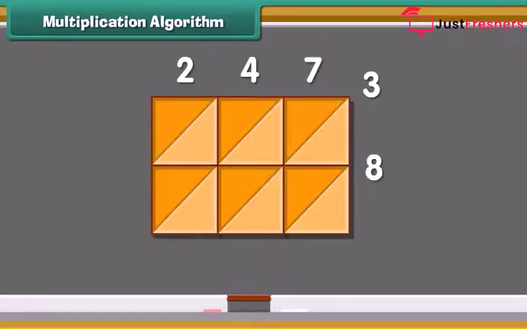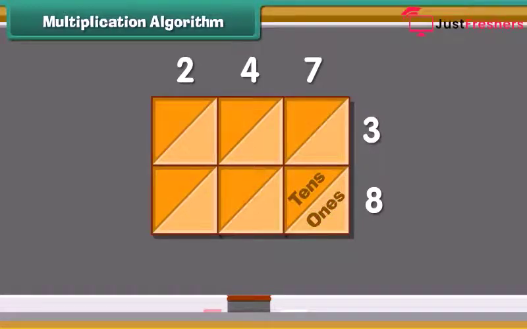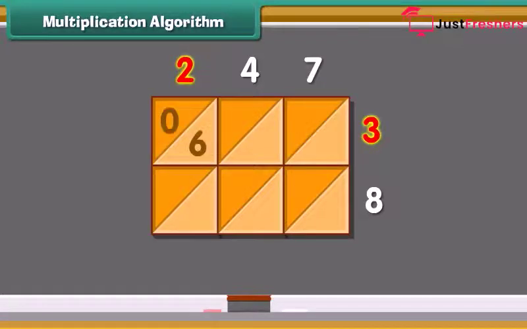Now we will multiply 247 and 38 by the lattice algorithm. We will multiply the numbers one by one and write answers in this box. Write tens in tens box and ones in ones box. Firstly, multiply 2 and 3. Answer is 6. Write ones in lower box and tens in upper box.